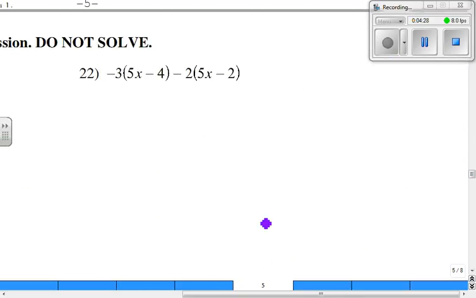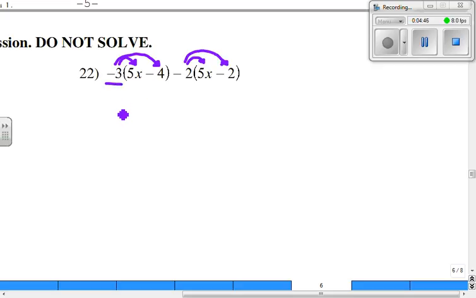Okay, we're just simplifying here. There's nothing to solve. There's no equals. We have a number before parentheses, so that means we're distributing. We're actually distributing twice in this problem. Okay, so we have a negative 3 that we're distributing. A negative 3 times a positive 5x gives me negative 15x. Negative 3 times a negative 4. Well, a negative times a negative is a positive. So it's plus 12.